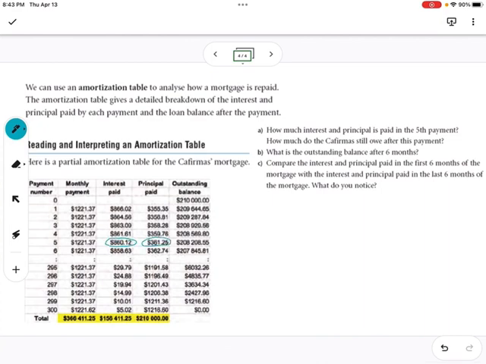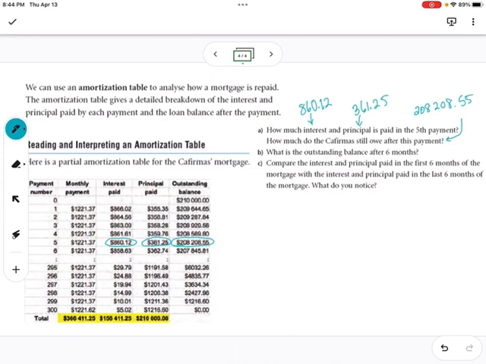And then it's also asking how much they still owe after this payment. And that's the outstanding balance, so this value here. Okay, so our interest is the $860.12. The principal is $361.25. And the amount that they still owe is the $208,208.55.